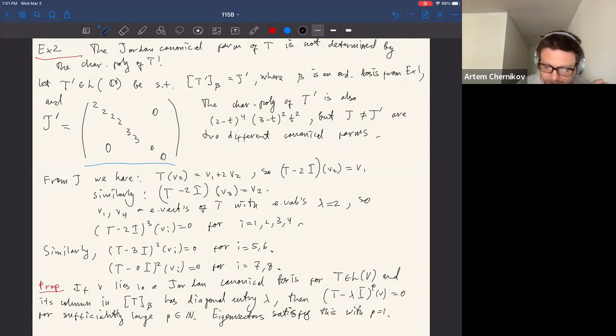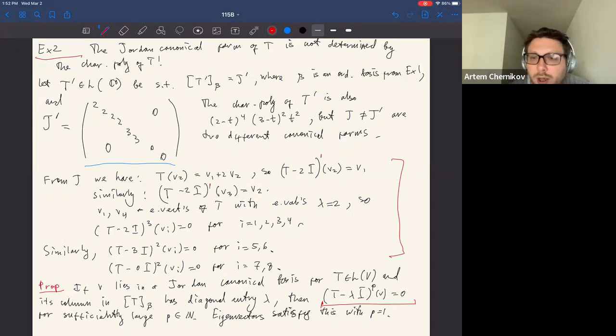As we saw in the example, for each eigenvector this is already true for power 1. But in general, we are only guaranteed that there exists some power p which gives us 0. The proof of this proposition is in fact also a homework problem.